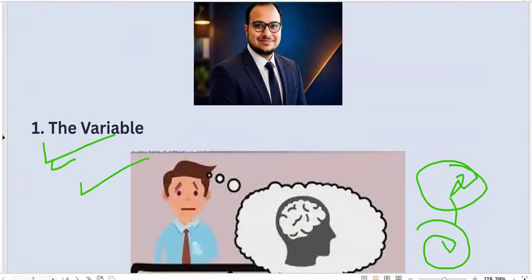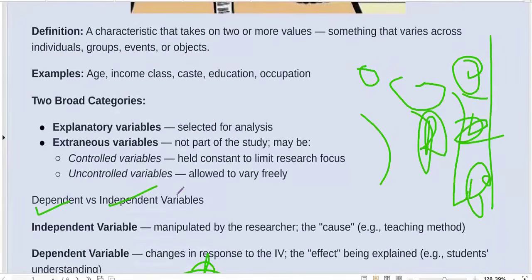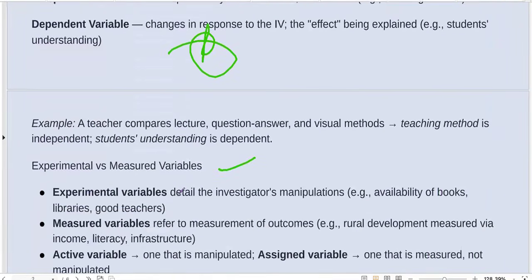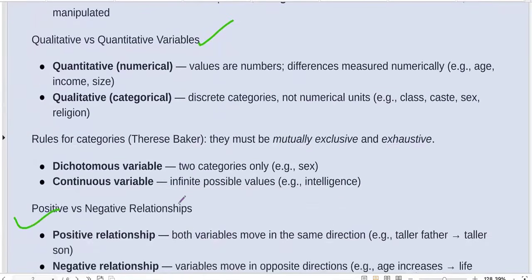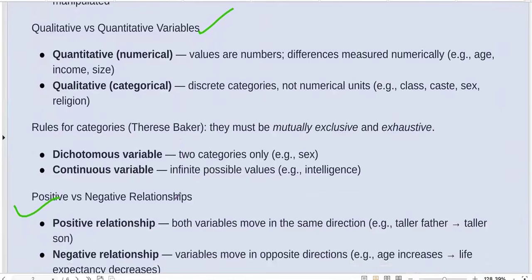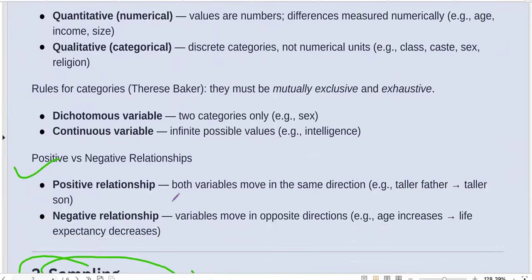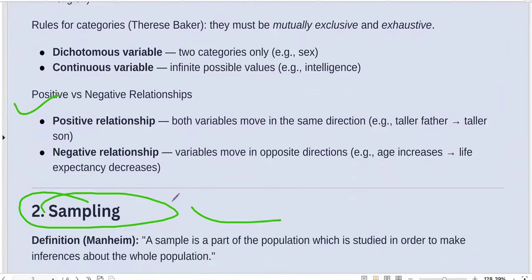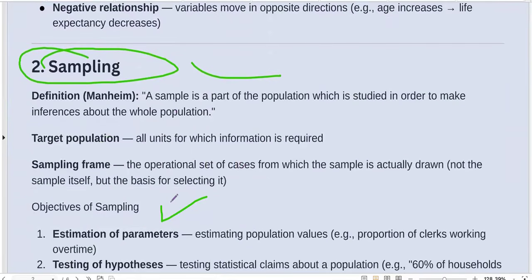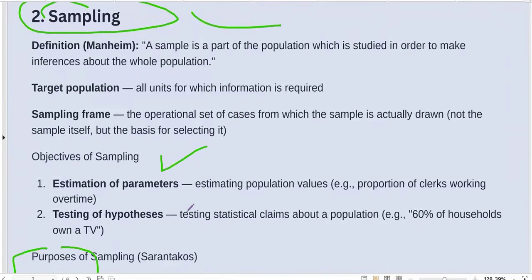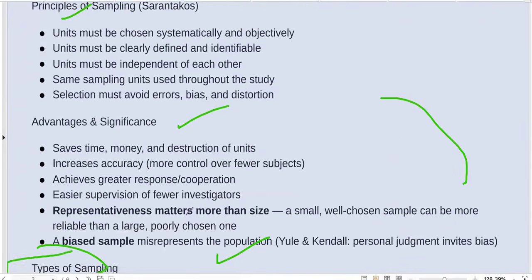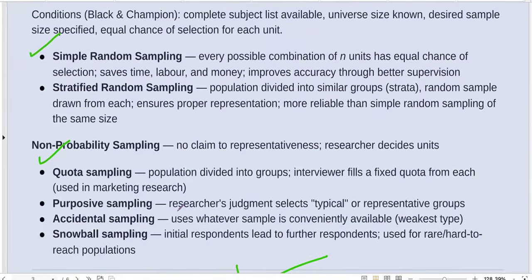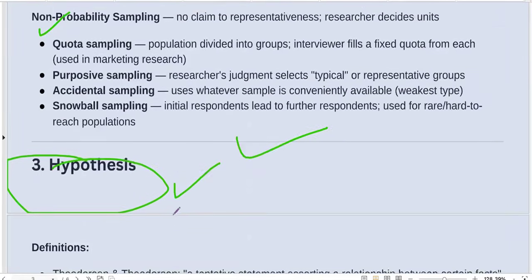First, we tried to understand the variable. What is the purpose of it? What are the categories of variables? Then we also tried to understand qualitative and quantitative variables. We also saw how Therese Baker has categorized the variables. We talked about the relationship among the variables. It can be positive, it can be negative. Then we tried to understand sampling. What is the purpose of it? What are the characteristics? What are the objectives? Then the advantages and the principles of sampling, the types of sampling, probability, non-probability. Within that also we classified it.